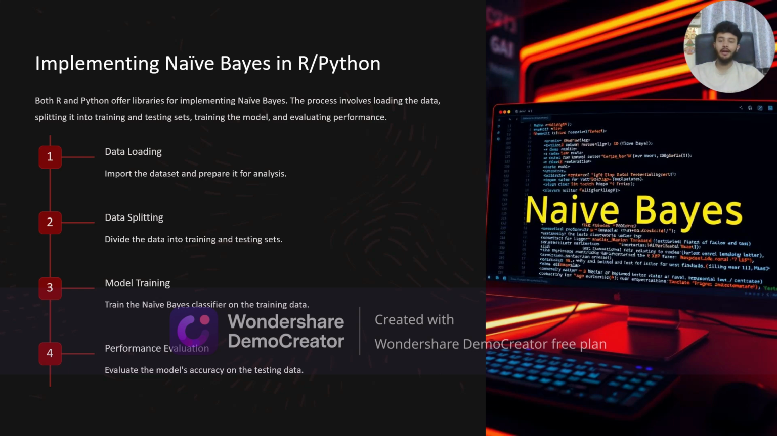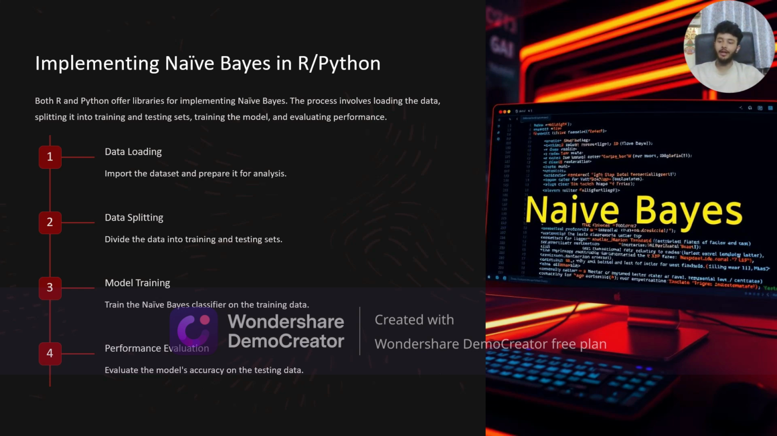Implementing Naive Bayes in R and Python. Both R and Python offer libraries for implementing Naive Bayes. The process involves loading the data, splitting it into training and testing sets, training the model, and evaluating performance.